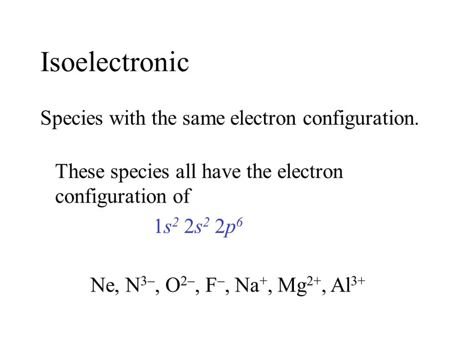So I already used this term, isoelectronic. I like to use the word species, because species means I don't know if it's a neutral atom, or a negatively charged anion, or a positively charged cation. If you just use the word species, you cover ions and atoms. But isoelectronic things have the same number of electrons, and they are in the same configuration.